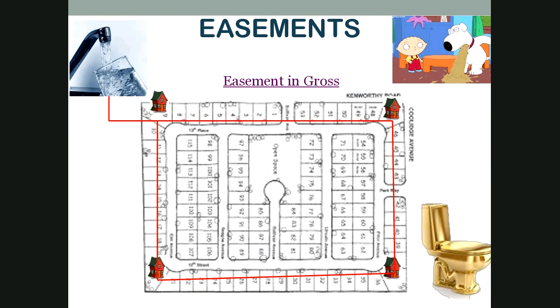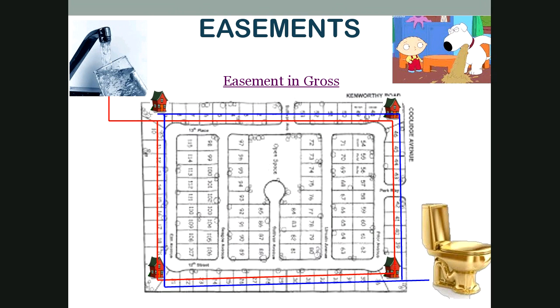Like to flush your toilet? Well, how do you think the waste gets out of your house? Through pipes. And where do those pipes go? They have to go into the yard. And how does that happen? Well, you have to give the sewer company an easement to put their pipes through the yard, out to the street.